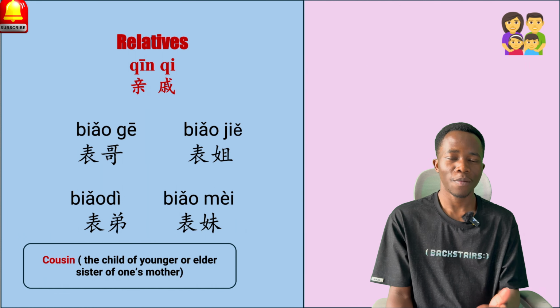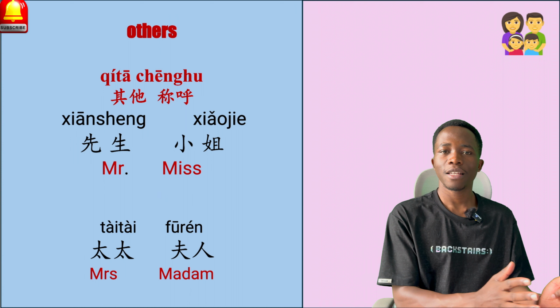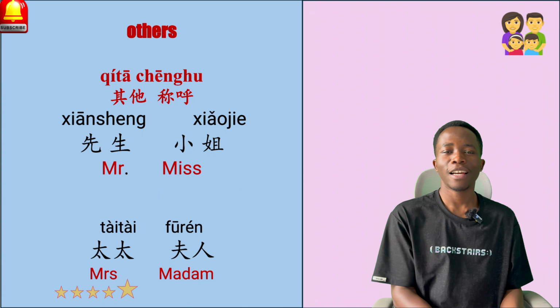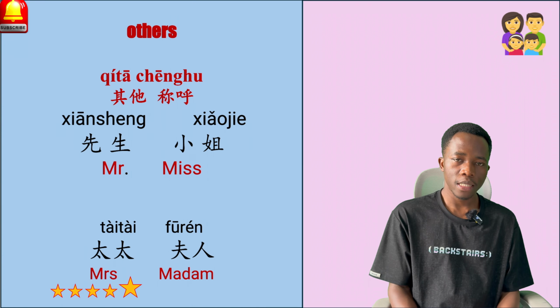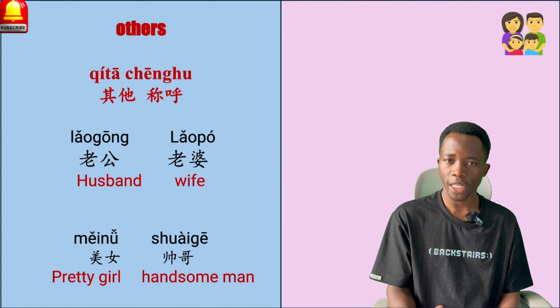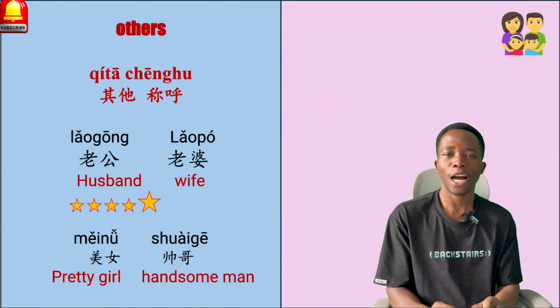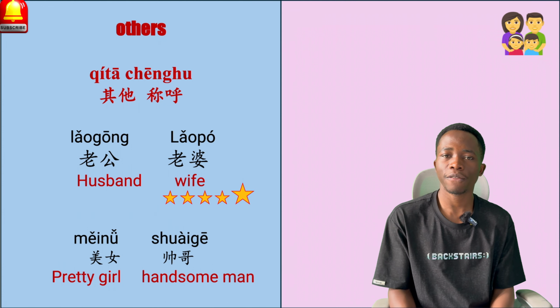其他称呼. The first one is Mr., 先生. That's Mr. And Mrs., 小姐. 先生, 小姐. For Mrs., 太太 and 夫人, Madam. Husband is 老公, and wife 老婆.